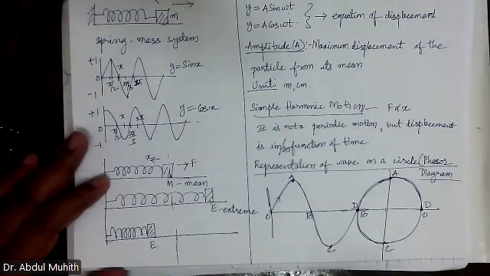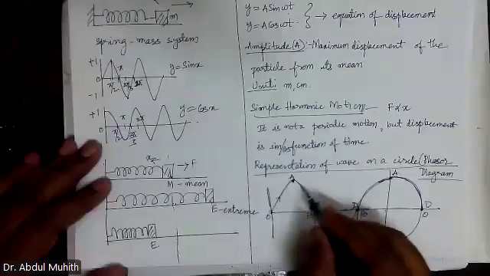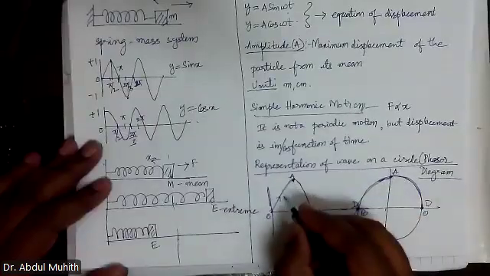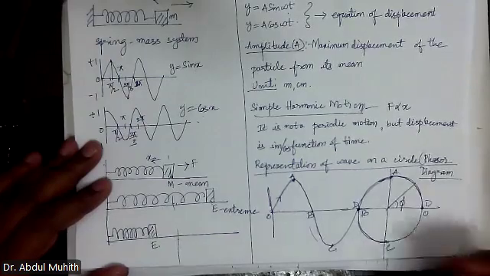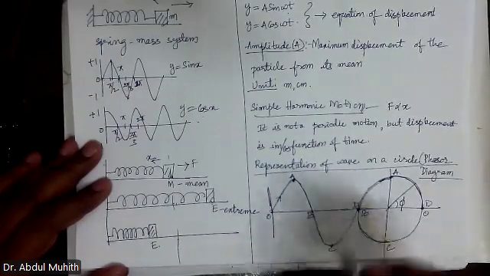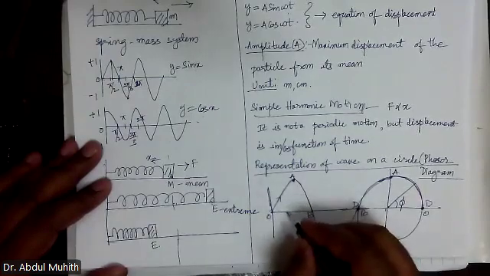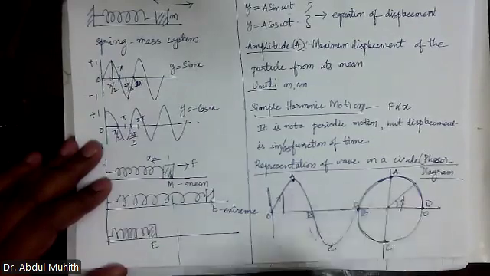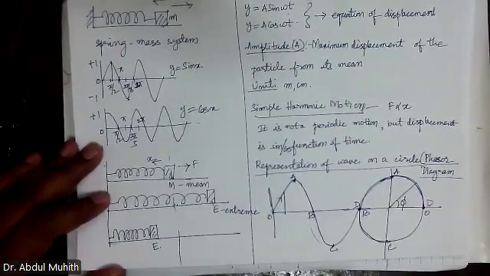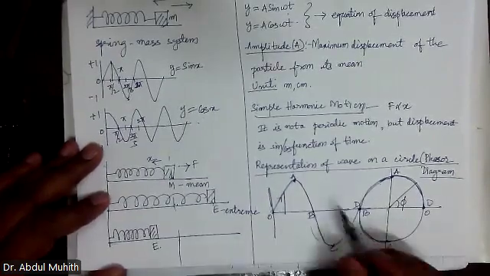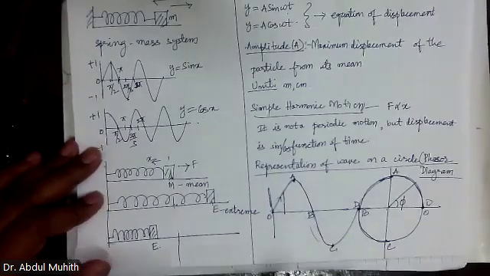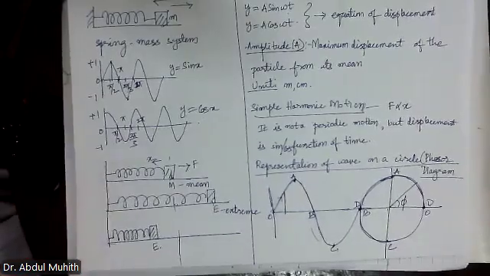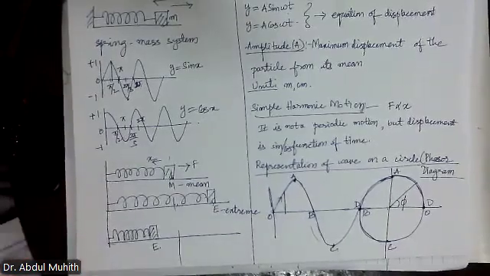Yes, sir. So this is the representation. We are representing a wave on a circle. Suppose somewhere here the angle is phi. So the representation of a wave on a circle is known as a phasor diagram. Clear? Now we'll discuss the phase, then phase difference, all these concepts.